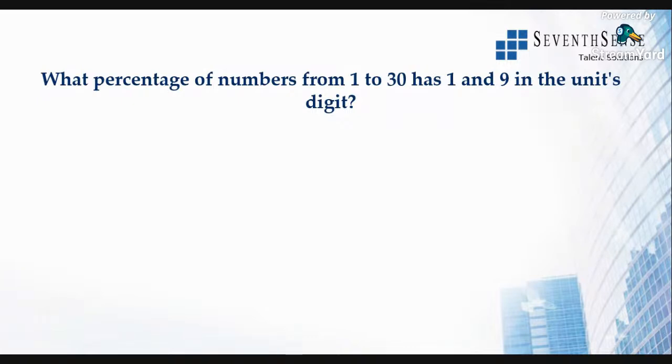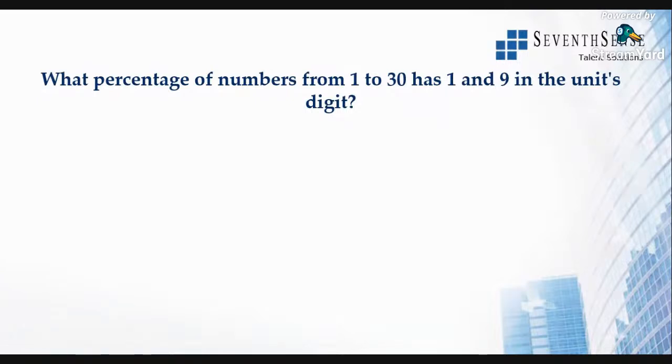What percentage of numbers from 1 to 30 has 1 and 9 in the units place? So we have 30 numbers together. 1 and 9 are the values that they are asking. So from 1 to 30, how many numbers will we have?